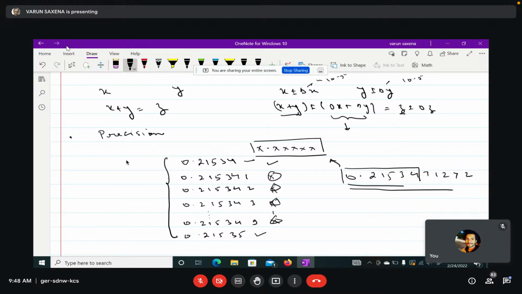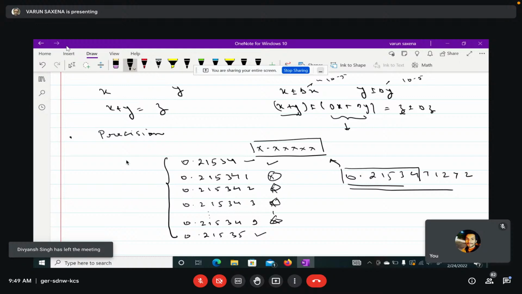When we say we need a device with high precision, what we actually mean is that we need a device which can store more bits before the decimal and even after the decimal. That is why a 64-bit system is much better than a 32-bit system, or maybe a 128-bit system will be much better than a 64-bit system.